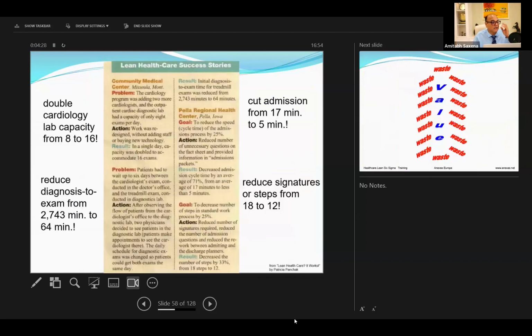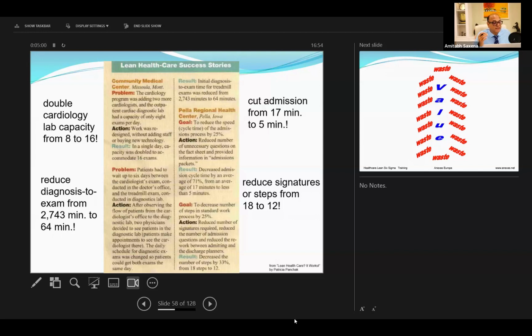Yeah, this one is okay. We doubled the cardiology lab capacity from 8 to 16. The cardiology program was adding 2 more cardiologists, and the outpatient cardiac diagnostic lab had a capacity of only 8 exams per day. So we redesigned the work using those 2 techniques which you learn in CPHQ, and in a single day you could see 16 patients.